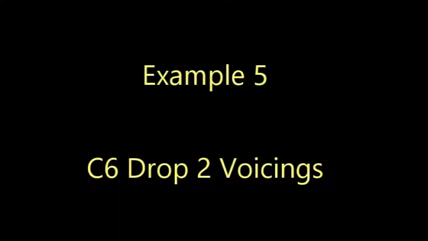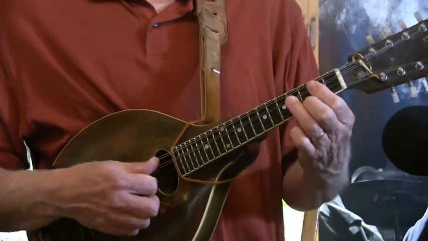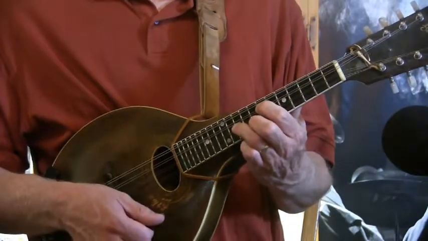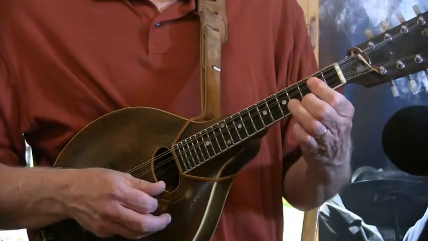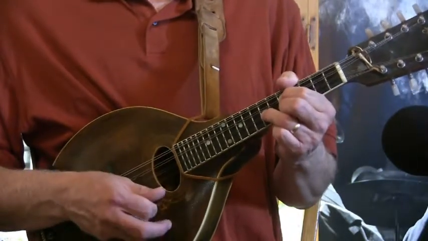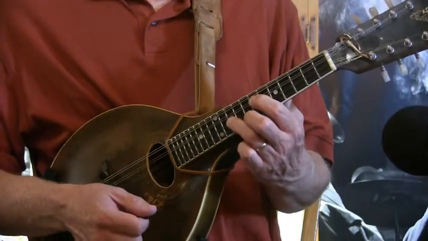In the first video of this series, I explained how we construct drop 2 chords and how we modify those to fit the 3-note voicings on the mandolin. In example 5, here are the C6th chord voicings in drop 2. In example 6, there are the diminished drop 2 chord voicings. I play that here.